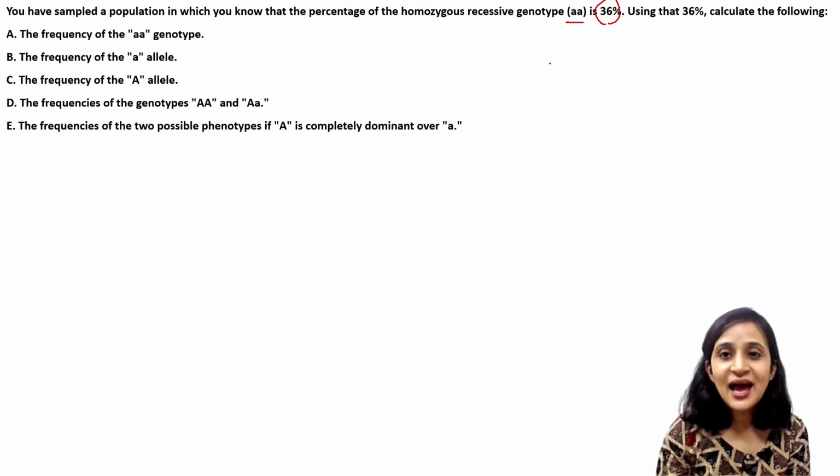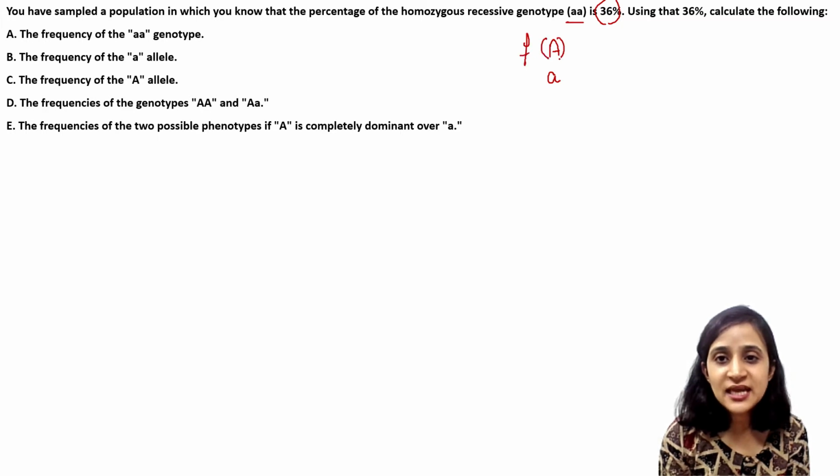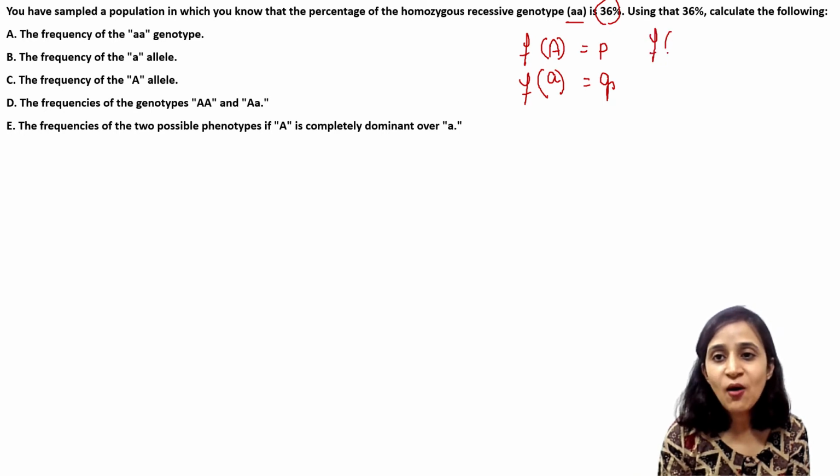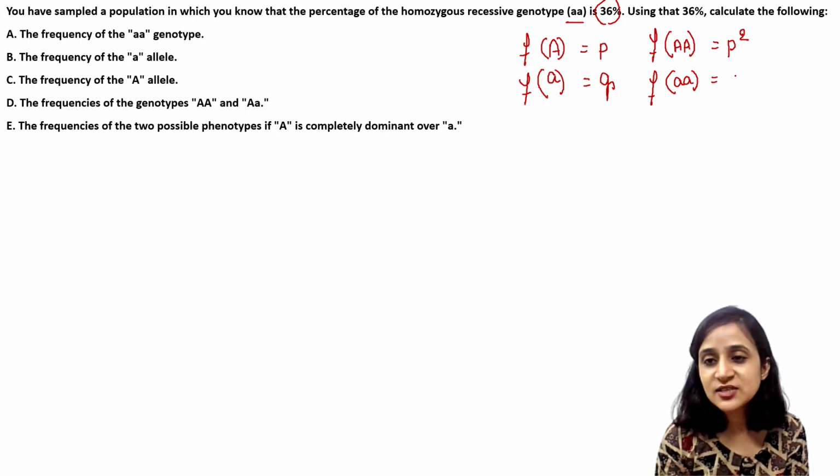So first thing, here capital A and small a alleles will be there. The frequency of capital A will be denoted as small p and the frequency of small a will be denoted as small q, and the frequency of the genotype capital A capital A will be denoted as p square, and the frequency of the genotype small a small a will be denoted as q square.